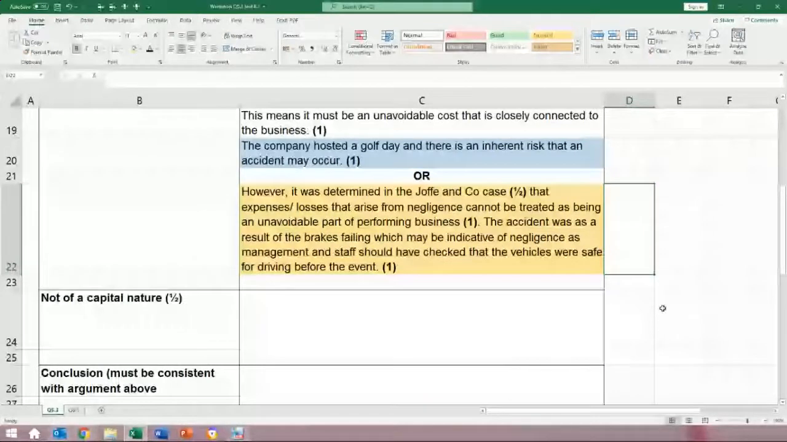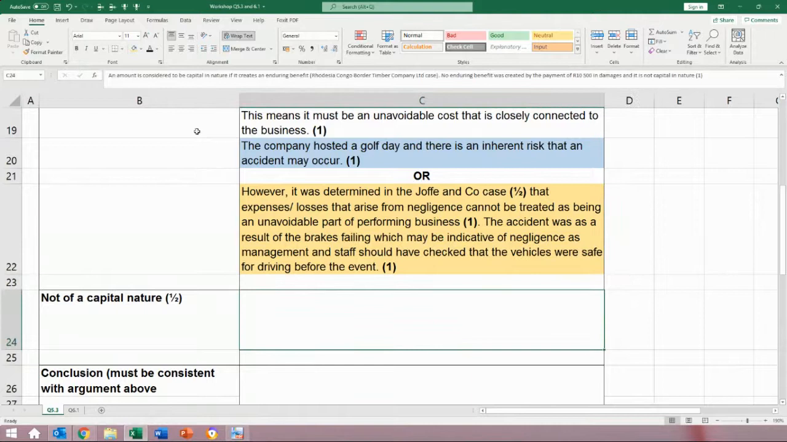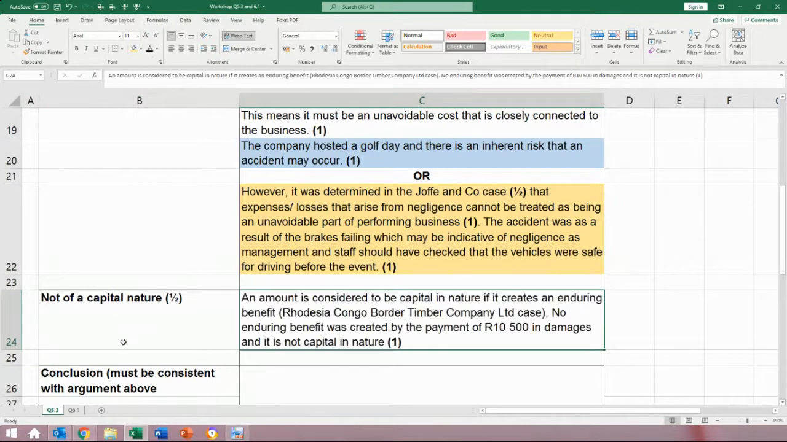Now, the next thing we need to talk about, is this actually capital in nature, yes or no? That is where we have to look at whether it creates an enduring benefit according to the Rhodesian court case. So did this actually create an enduring benefit? No, it did not create an enduring benefit because the payment happened at a specific date and time. It is not for anything that we will receive in the future, so it is not capital in nature.